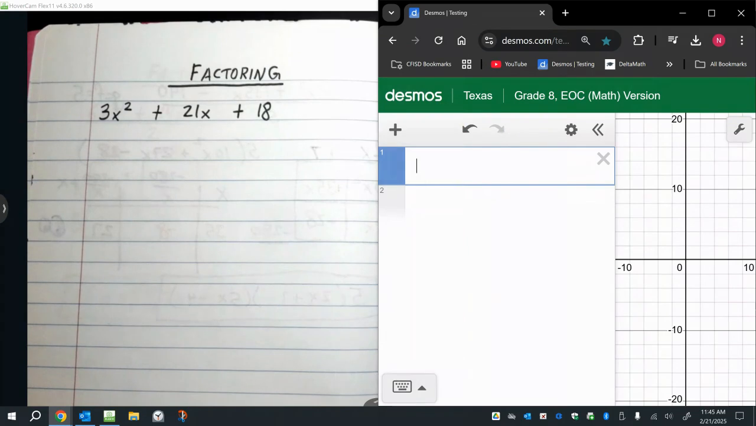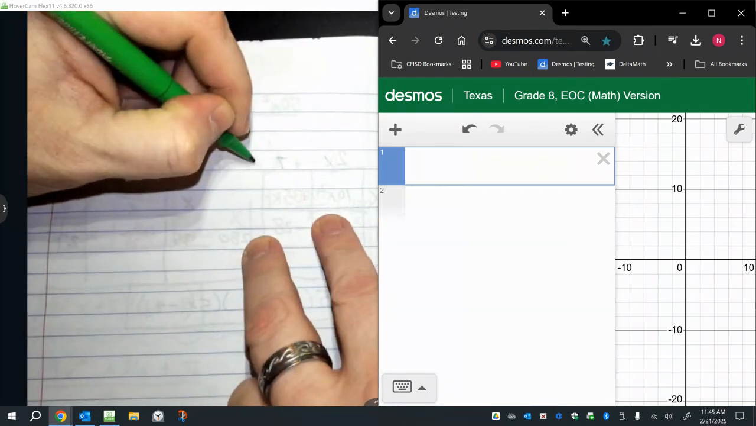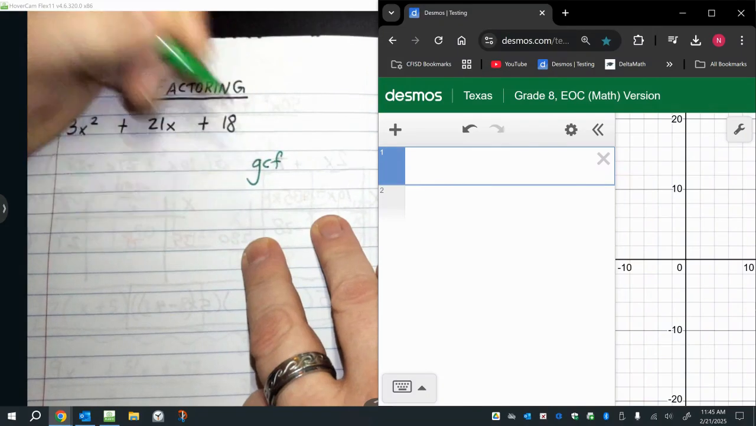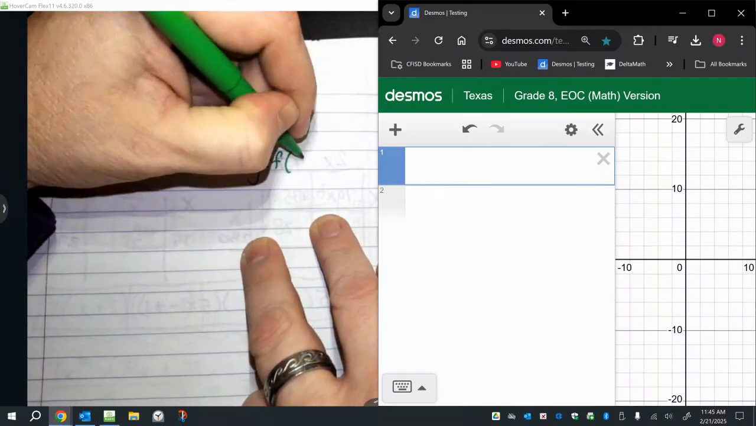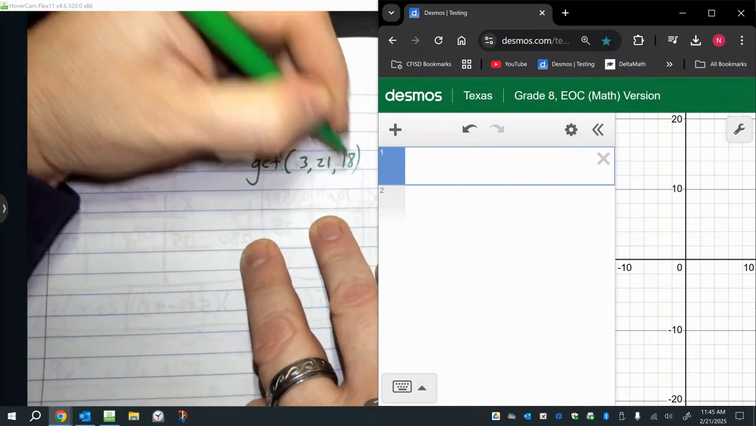We're factoring once again, turning this thing into our factors. First thing we need to do is check for GCF. We want to know, what is the GCF of 3, 21, 18?